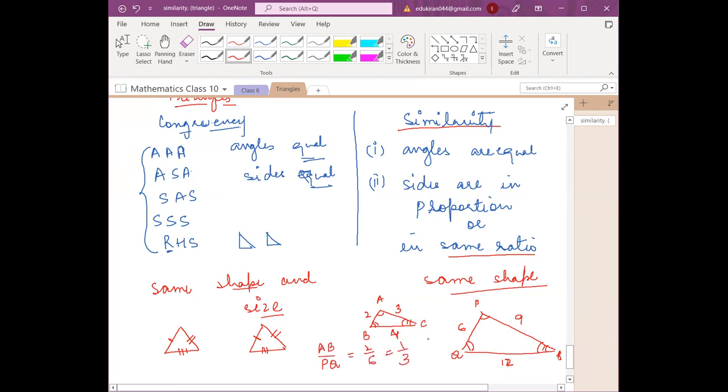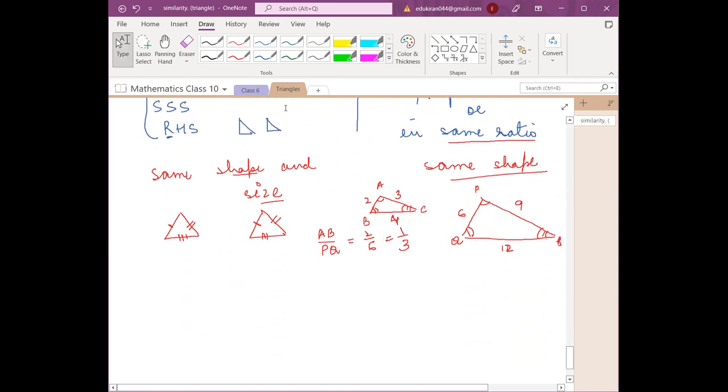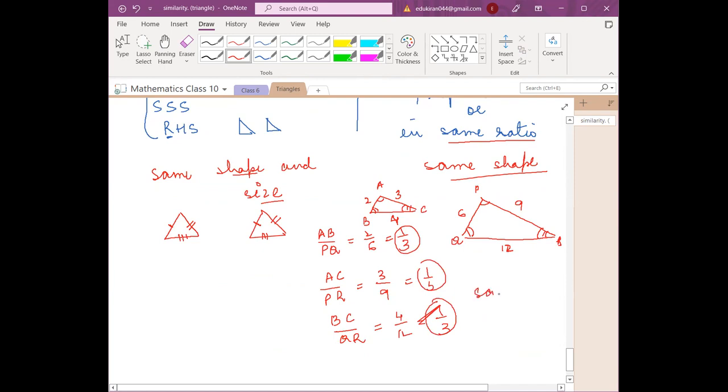Clear? Okay. So let's take the other side. If I'm taking AC upon PR, this is 3 upon 9. This is again 1 upon 3. And if I take BC upon QR, this is 4 upon 12. This is again 1 upon 3. So you can see every time I'm getting 1 upon 3, 1 upon 3, 1 upon 3. So my sides are in the same ratio. Getting the point? So if these two criteria are satisfied, that all the angles are equal and the sides are coming out in the same ratio, then the two triangles are similar.